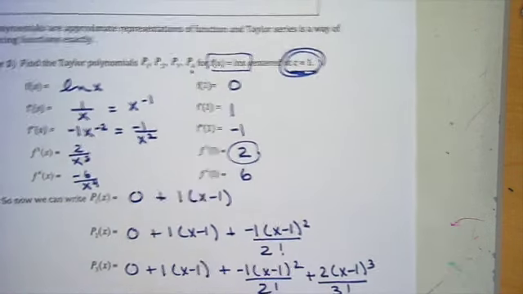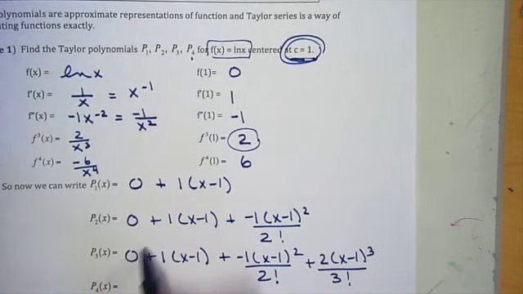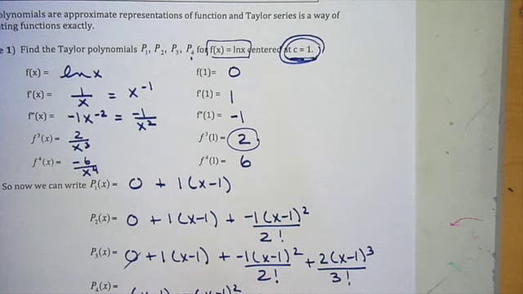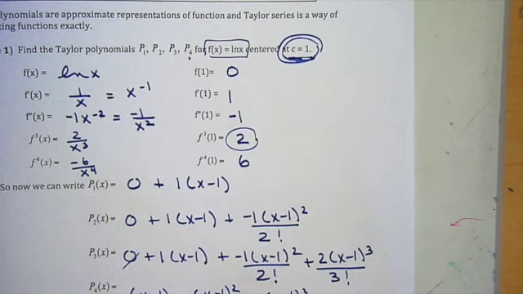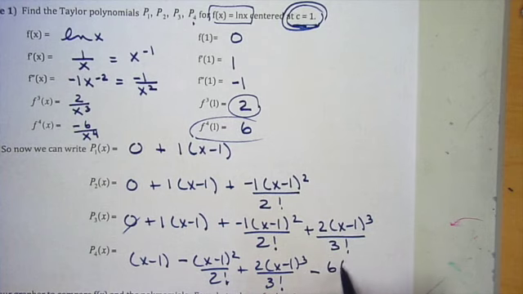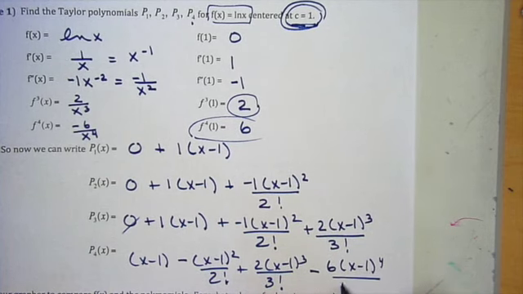And so this pattern continues, and I'm not going to write the 0 anymore, but the next one will be x minus 1 minus x minus 1 squared over 2 factorial plus 2 times x minus 1 cubed over 3 factorial. Now to get to the next term, I need the fourth derivative, which is negative 6, so minus 6 times x minus 1 to the fourth over 4 factorial.